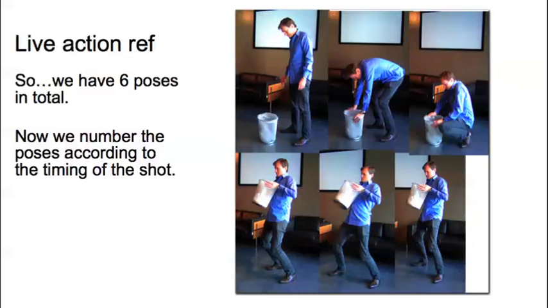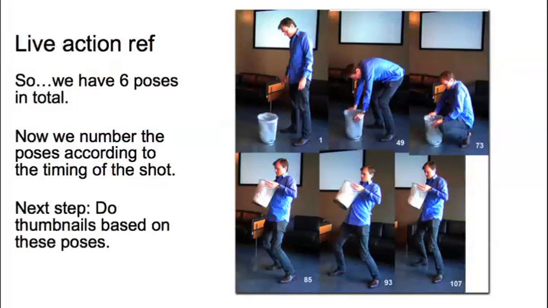Because your screen space is limited, it's always good to print this stuff out and have it in front of you. And then finally, I can look at the timing in the footage that I've shot, and I can get the basic timing of my poses. I know there are roughly 2 seconds between pose 1 and pose 2, so I can number it 1 and 49, and so on throughout the whole shot. And then probably what I would do after that is do thumbnails based on those poses.